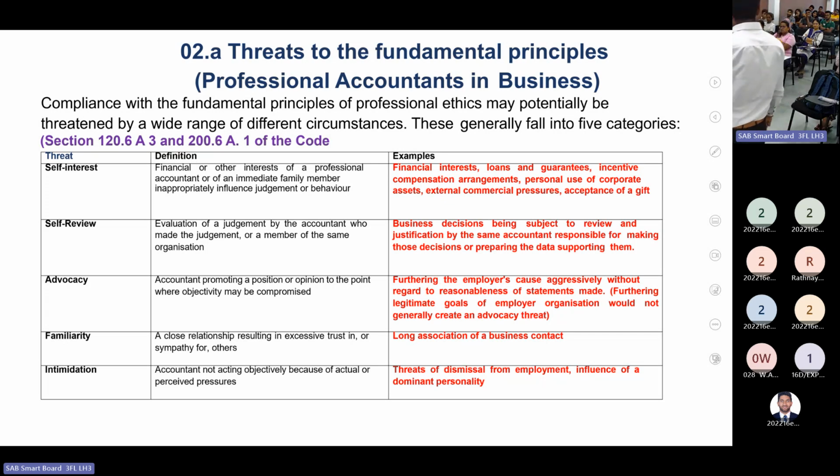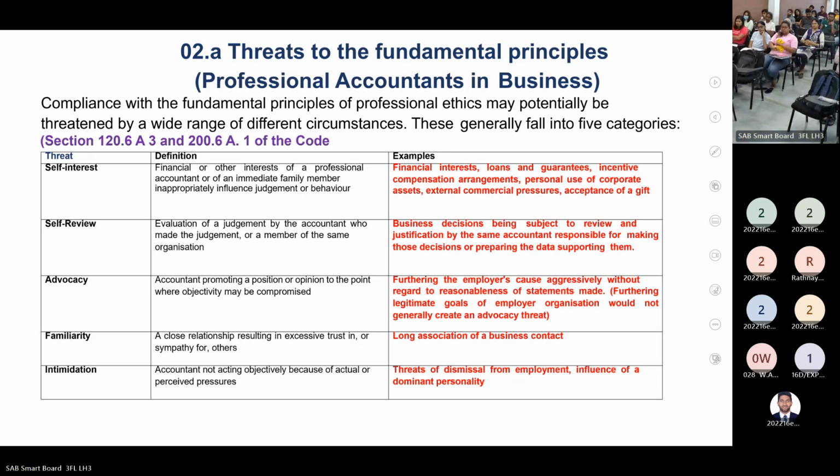That is the self-interest threat, right? Self-interest is a kind of threat that he is having. So what fundamental principle is he breaching? No, that is a threat. What is the principle he is breaching? We have 5 principles. Objectivity. Yes, very good. Objectivity is being breached, and it is because of the self-interest threat. Because of the self-interest threat, he is breaching objectivity, right?